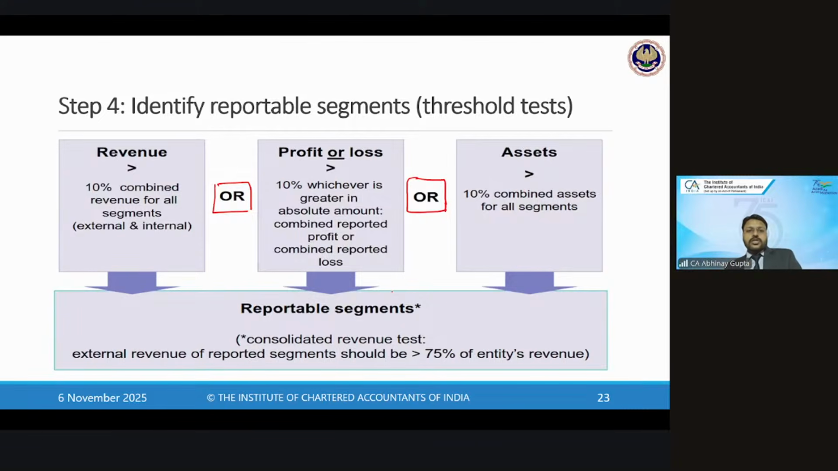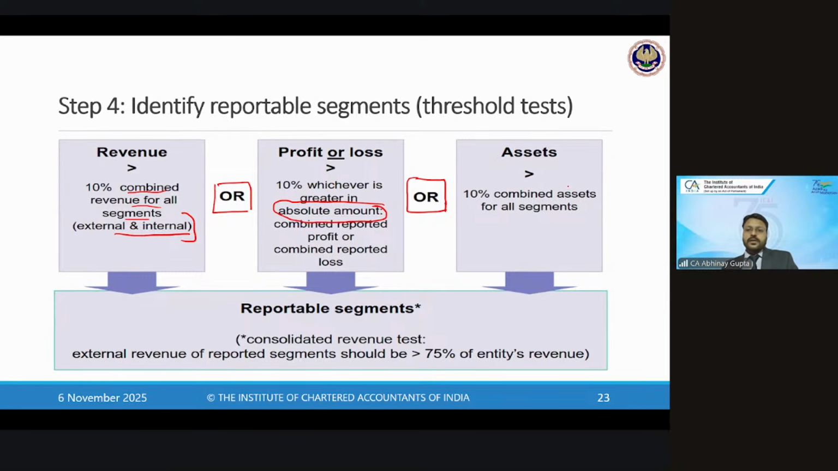What is that? Condition number one, if the revenue of the segment is greater than 10% of the combined revenue of all the segments, internal and external sales both, right? So 10% of overall company sales. Or the profit or loss of the operating segment is greater than 10% of the profit or loss of all the segments in absolute amount, whichever is greater, right? So we will do the numerical around this to understand it.